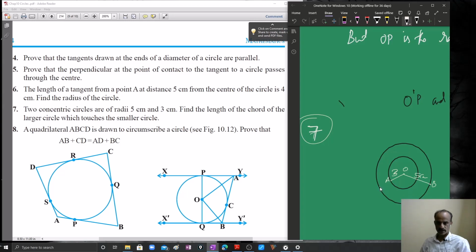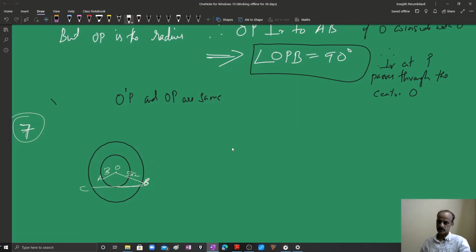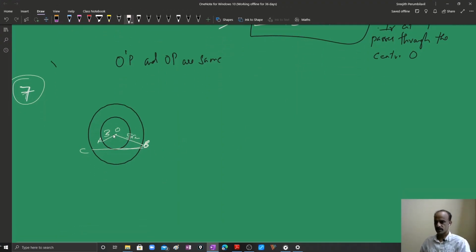This is a chord. Let CB be the chord of the larger circle. Find the length of the chord of the larger circle that touches the smaller circle. So this is the situation.